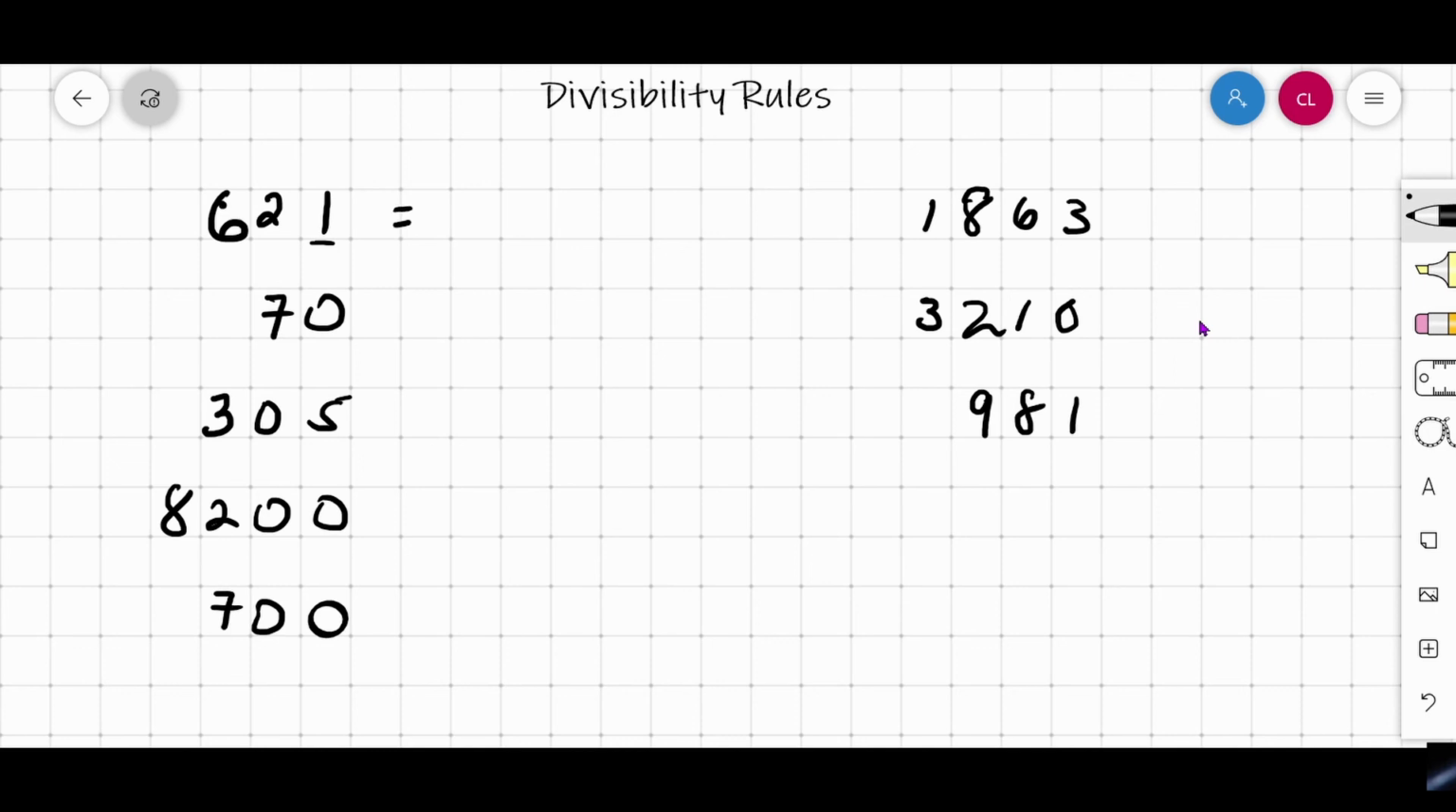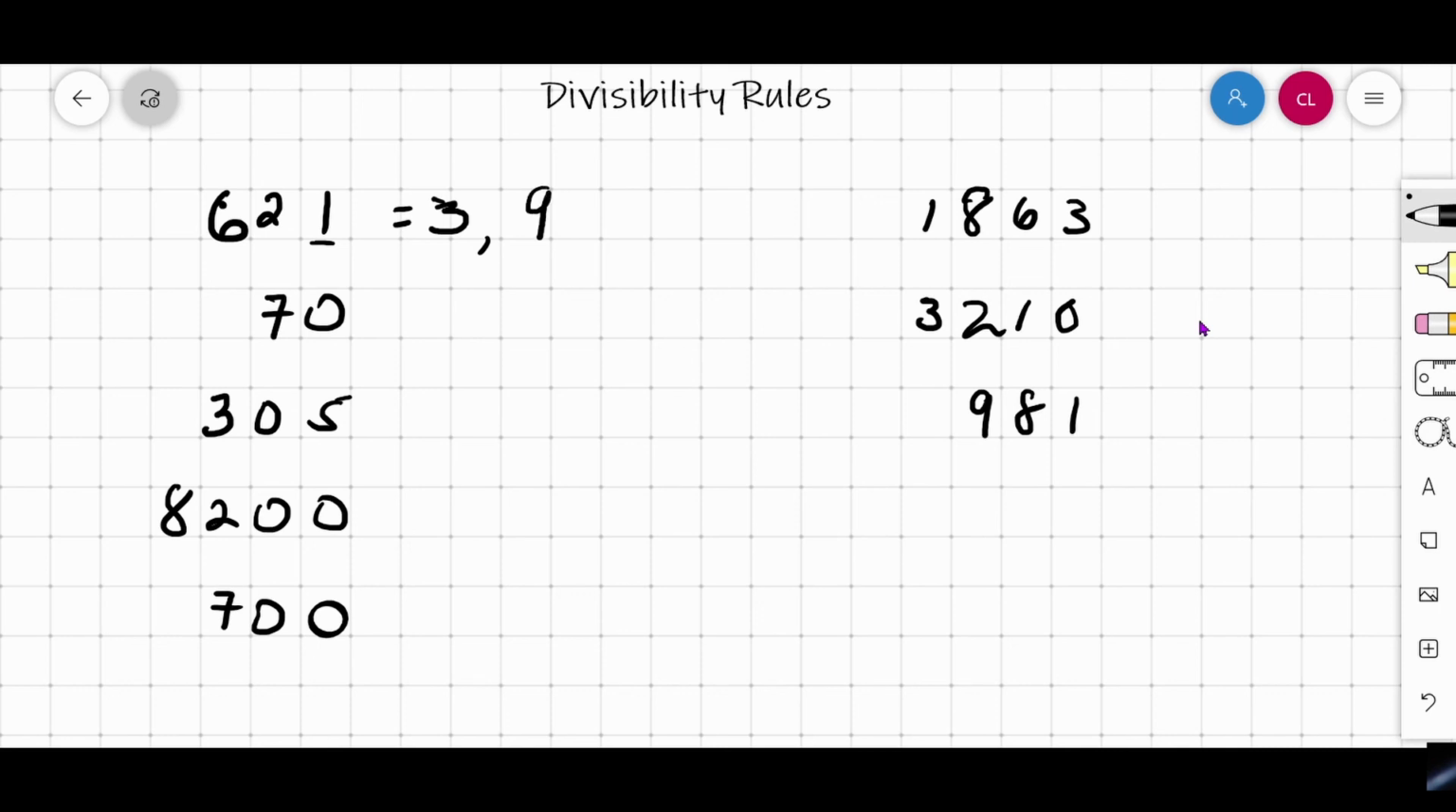Can it be divided by 3? Well, let's look if the sum of the digits would be a multiple of 3. So 6 and 2 would be 8. 8 and 1, 9. Now 9 is divisible by what? 9 is divisible by 3. And 9 is a multiple of 3. So 3 could go into this number. Now 6 and 2, 8 and 1, 9. Now this means that it's also divisible by 9.